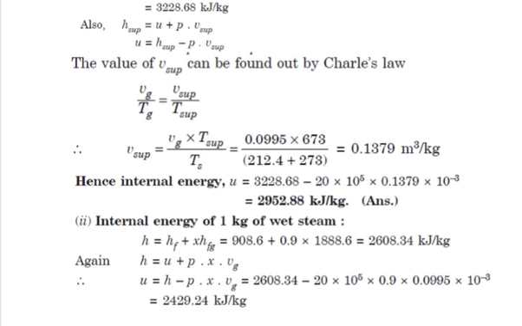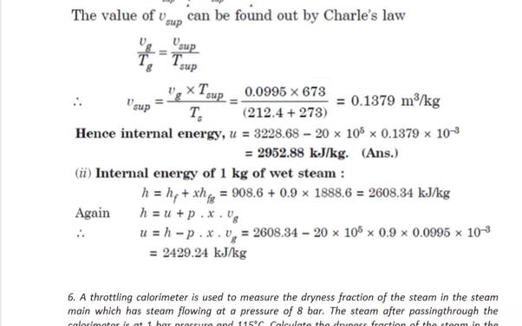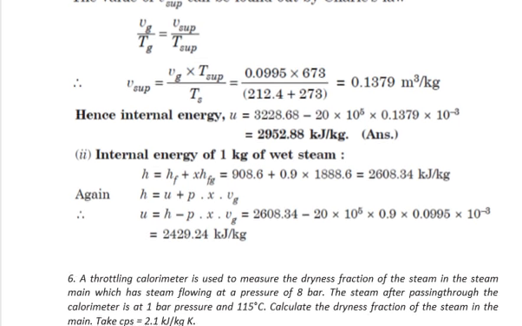This is the condition when the steam is wet. What is the internal energy of 1 kg of the steam? Again, you have to write down the formula h equal to hf plus x hfg. x is already given as 0.9. Then put h equal to hf plus 0.9 into 1888.6, equal to 2608.34 kJ per kg. This is the enthalpy of the wet steam.